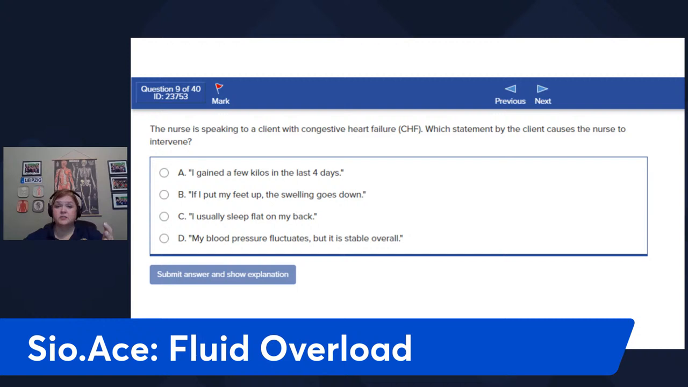What do I know about this patient? They have CHF. Okay, so I'm going to say fluctuating blood pressure, but stable overall. Is that the biggest concern for someone? Is that the worst case scenario? No, that seems relatively normal. So I'm going to get rid of D.